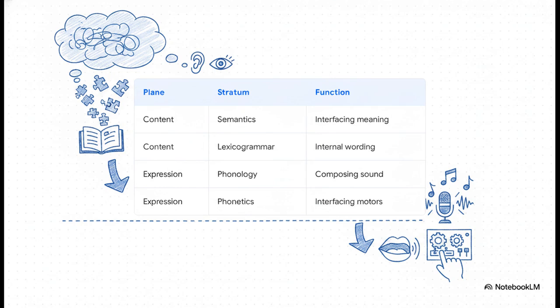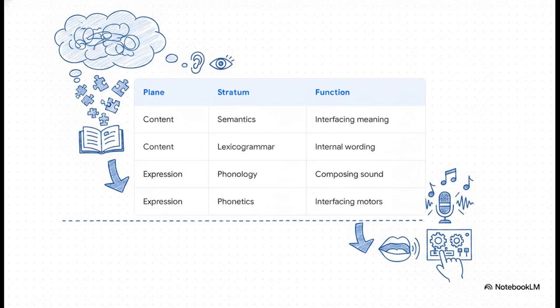Imagine a multi-dimensional matrix grid that maps out a realizational chain. The entire system is split into 2 massive planes: content and expression. Abstract meaning starts up in the semantic stratum, which acts as the interface between meaning and the outside context. That abstract meaning is then naturally, systemically transformed into internal wording down in the lexicogrammar.